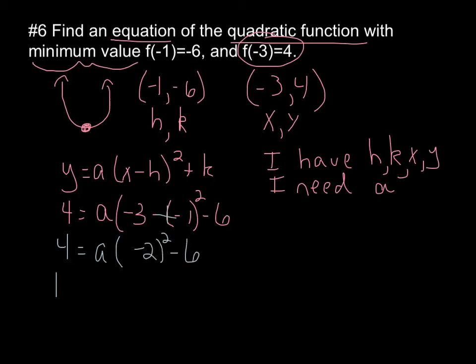Let's do it. 4 equals a times (-3 plus 1), which is -2, squared, minus 6. Add 6 to both sides, that's equal to 10. And 2 squared is 4. So a ends up being 5 halves when you reduce. I divided by 4 and I got 5 halves.